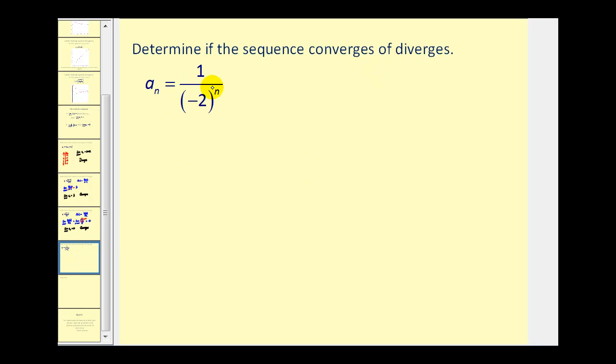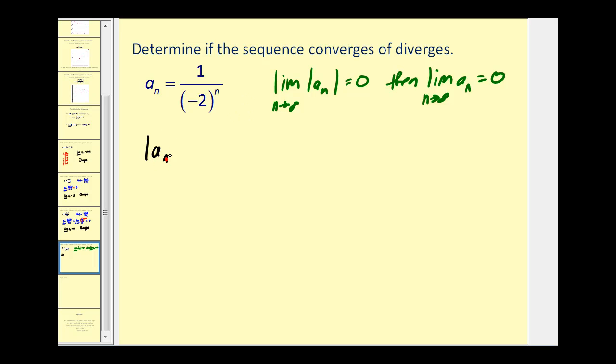Here we have a sub n is equal to 1 divided by negative 2 to the power of n. And notice the power is going to determine whether these terms will be positive or negative, so this will be an alternating sequence. Remember earlier we stated that if the limit as n approaches infinity of the absolute value of a sub n is equal to 0, then so is the limit of a sub n. So what this tells us is that we can ignore the alternating sign of the sequence and consider the same function when all of the terms are positive. So the absolute value of a sub n would just be 1 over 2 to the power of n.